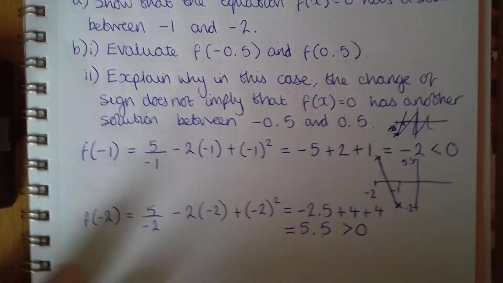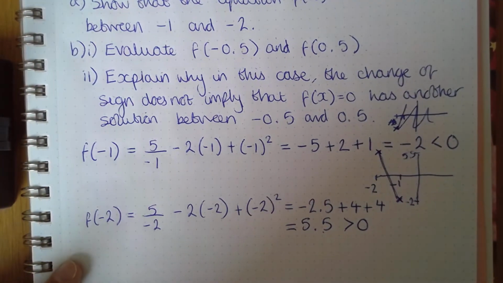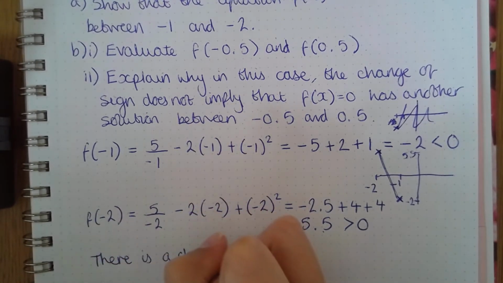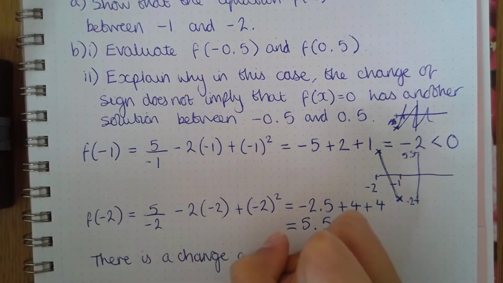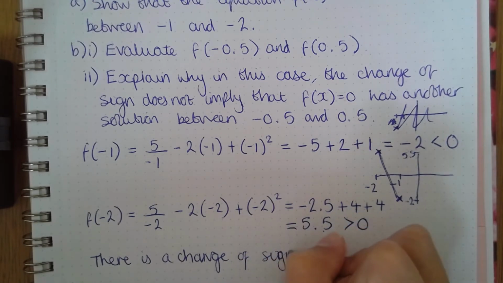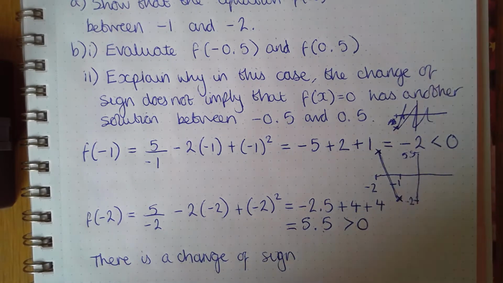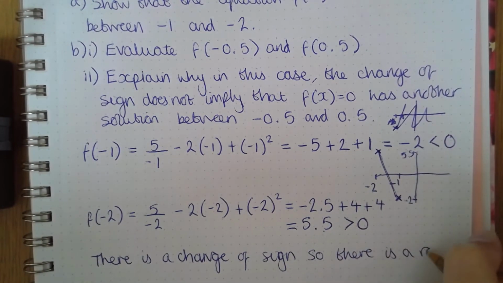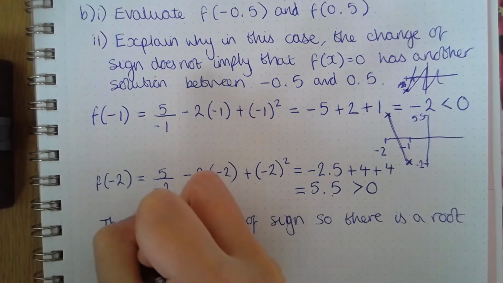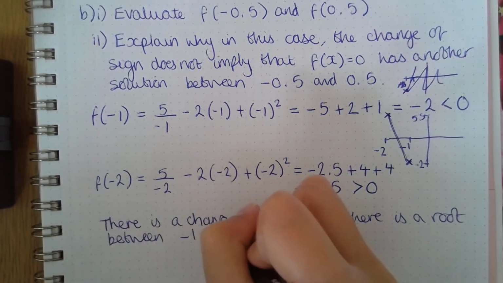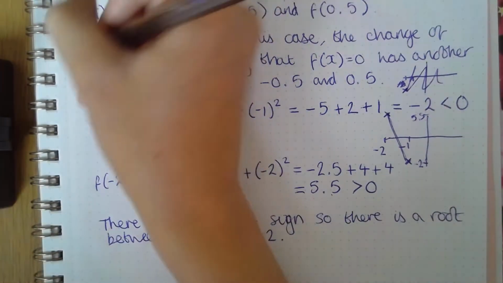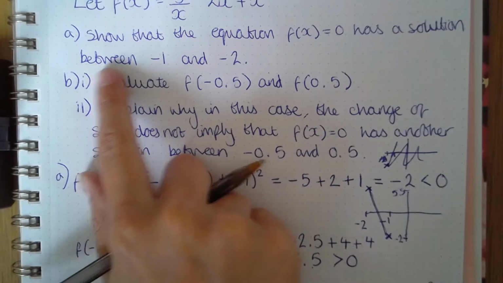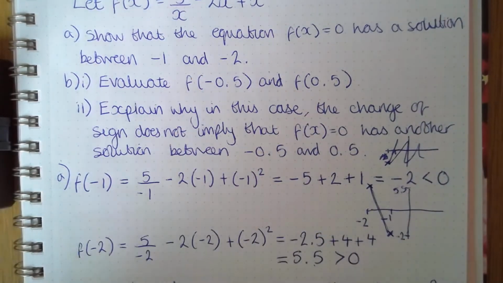Okay, so we know there's a root. So we're just going to write a little statement. So there is a change of sign. So that means that one's positive and one's negative. So there is a root between -1 and -2. Okay, that was part A. So we've shown that the equation has a solution between -1 and -2.